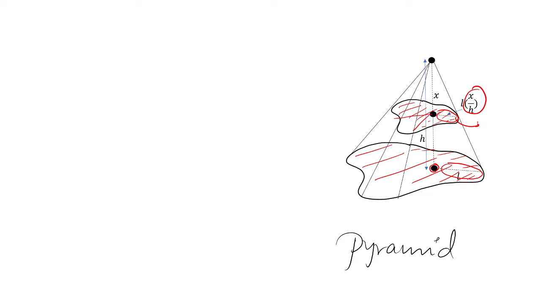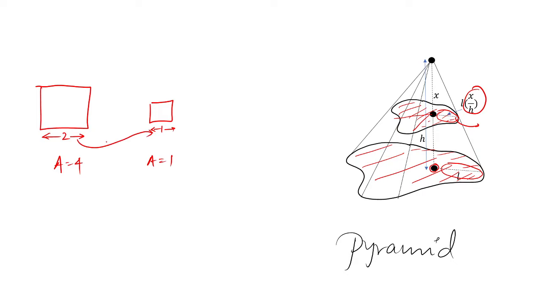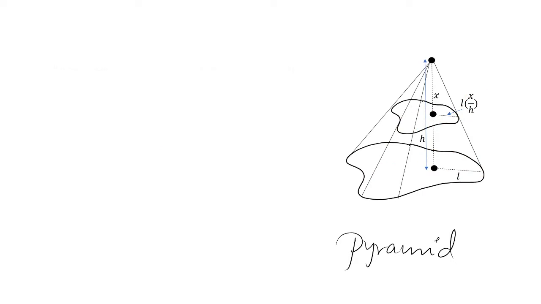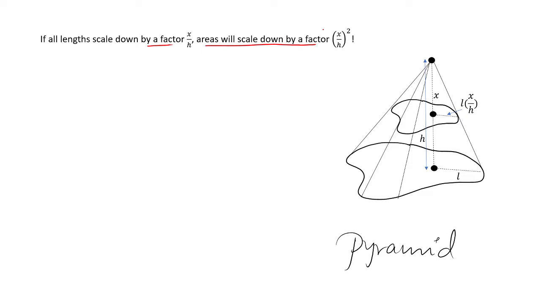Okay, so if all the lengths compress by a factor k, then the area should compress by a factor of k square. What do you mean by that? Let's take a simple example. If you have a square and its edge length is 2, it will have an area 4, but if you take the edge length to be 1, its area would be 1. So you see any length, even the diagonal, here the diagonal is root 2, here the diagonal is 2 root 2. So any length compresses by a factor of 2, the area element will compress by a factor of 4. So understanding that, if all lengths scale down by a factor of x by h, areas will scale down by a factor of (x by h) square.